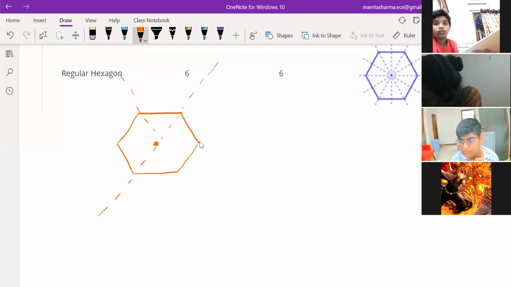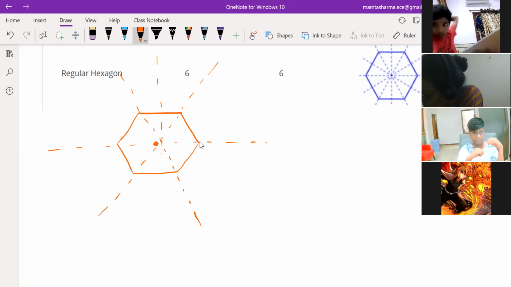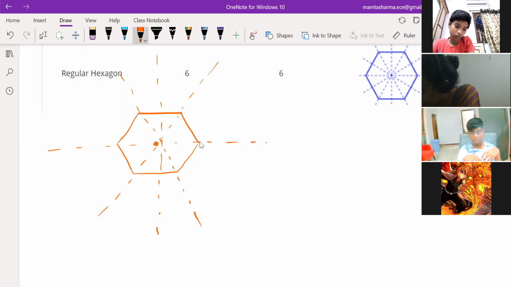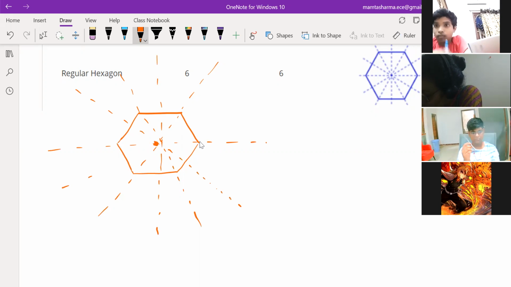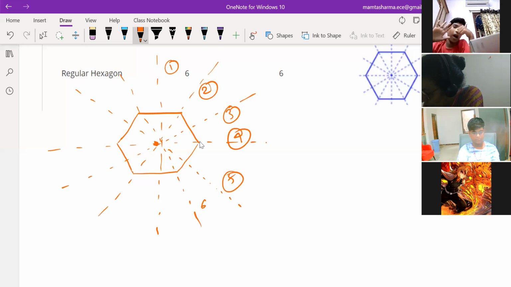Either along this line, it will also divide into the same equal part. Either horizontal, you will get the same equal part. Either vertical, the same equal part. And either the crossed one, you will get the same equal part. Or you can fold it along this line. So there would exist 1, 2, 3, 4, 5, 6.